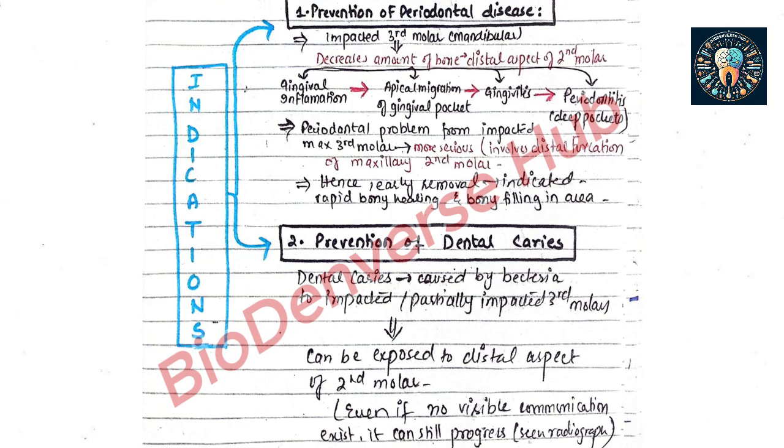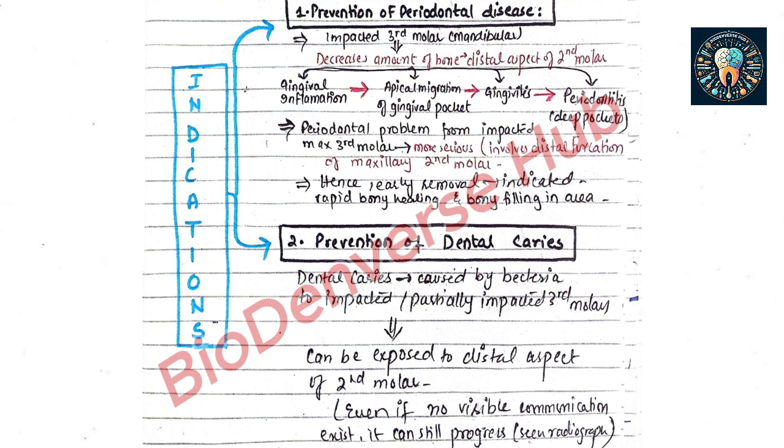We need to prevent the periodontal disease progression. That is basically, in the case of impacted third molars, there are high chances of the periodontal involvement of the maxillary or mandibular second molars. So we need to save the second molars from the periodontal disease progression. In that regard, with the impacted third molar, for example the mandibular, there is a decreased amount of bone distal to the second molar, due to which there is gingival inflammation, which leads to the apical migration of the gingival pocket, that leads to gingivitis and then to periodontitis.